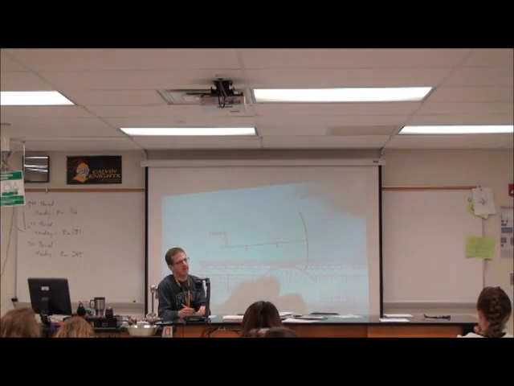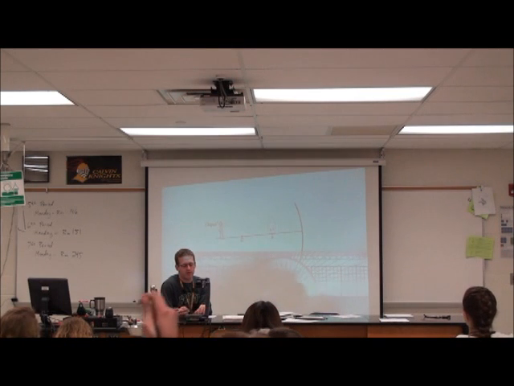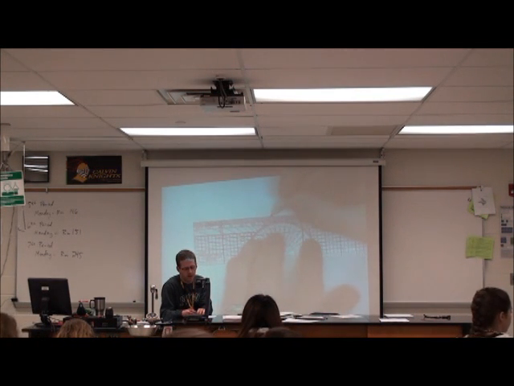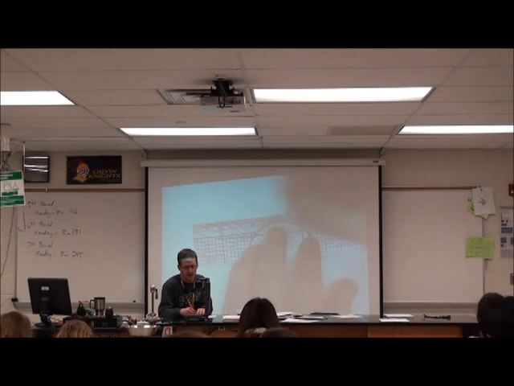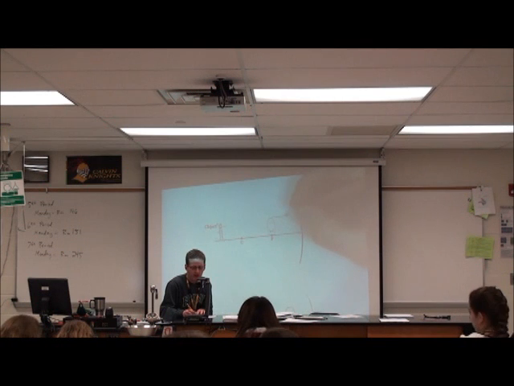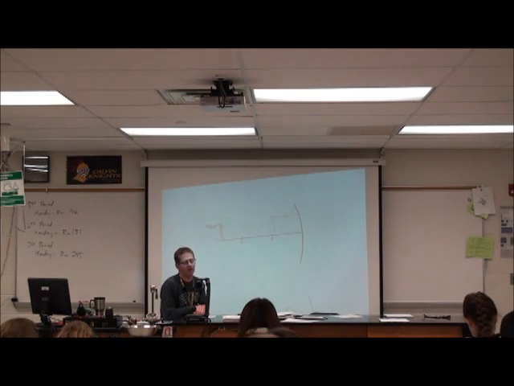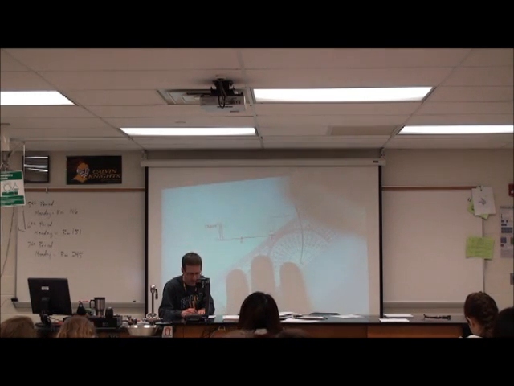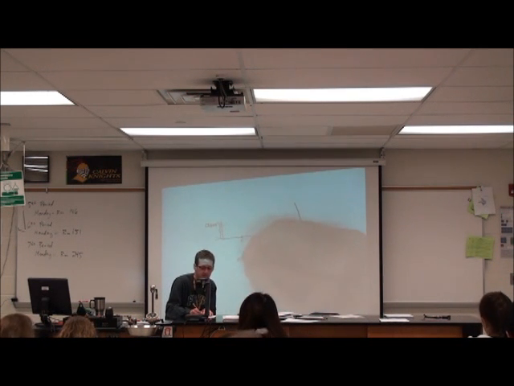So here's how you find the image for this one. Just like we've done before, one very easy ray from the top of the object goes to hit the mirror. After it hits the mirror, where does that reflect? Any parallel ray will go back to the focal point. Yes, back to the focal point. So that looks like this.